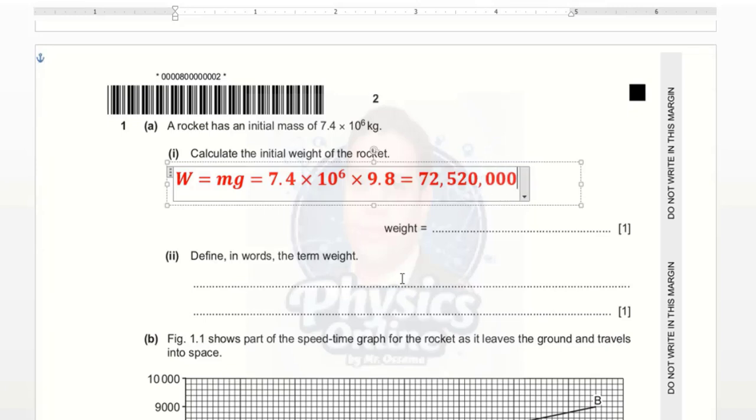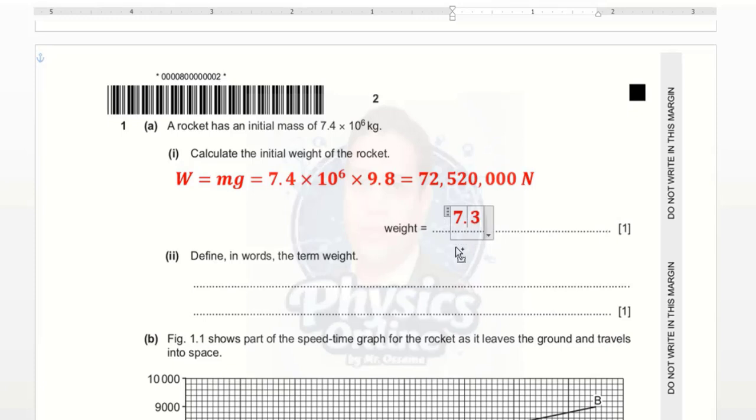equals 72,520,000, and the unit for the weight is Newton. Approximate this number: 7.3 times 10 power 7 Newton.